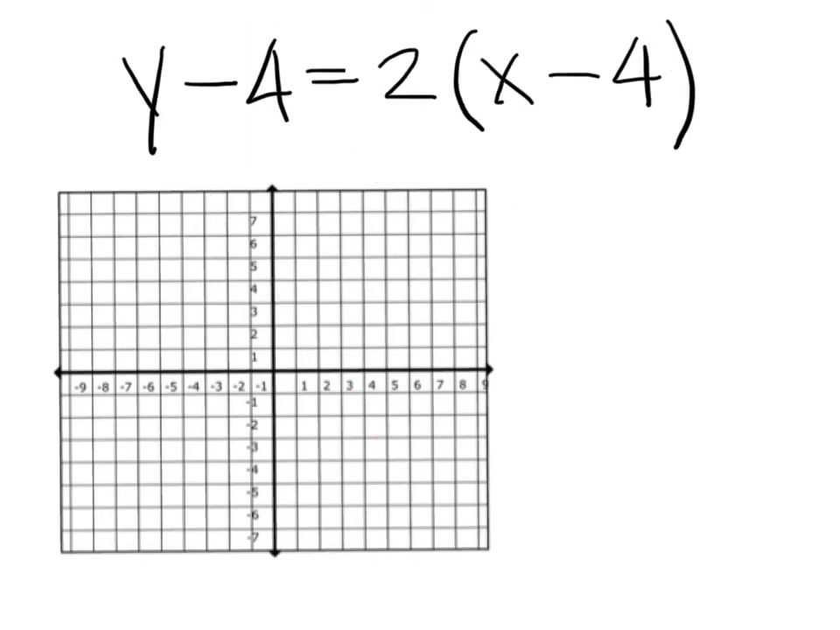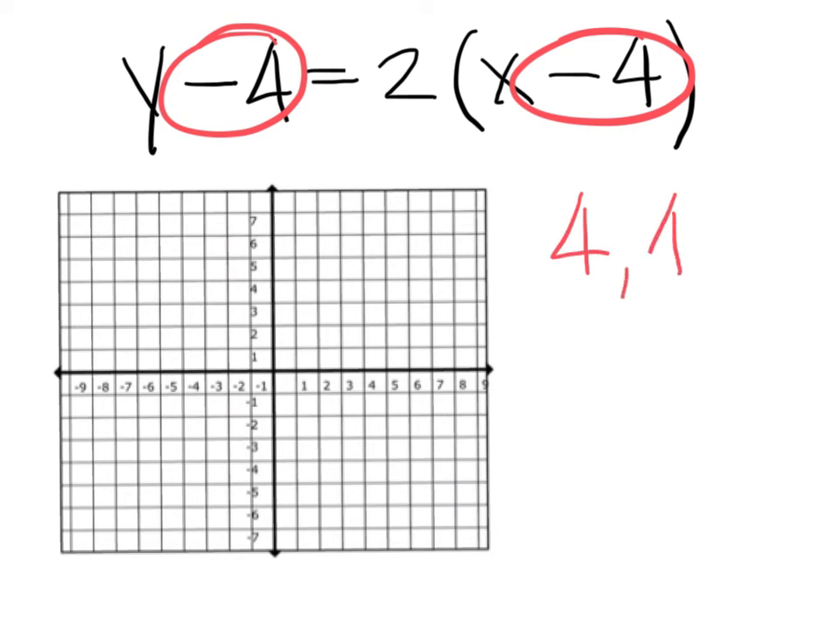Straight, arrows, and all the way through. Your point from this is going to be 4, 4. So we'll go over 4, up 4, make a dot, and then the slope is 2, so up 2 and over 1. Arrows, straight, and all the way through.